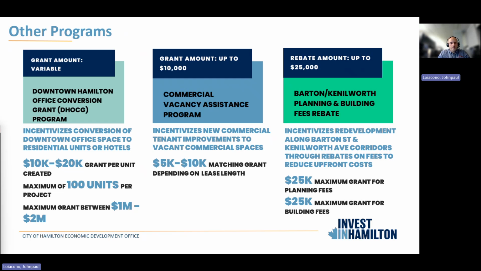The final program here is a rebate or grant program for, again, the Barton Kenilworth corridor specifically, to help with the upfront fees. So before you even get into construction, to help with the planning fees and the building fees, there's the opportunity to get a $25,000 maximum for planning fees and a $25,000 maximum grant for building fees.